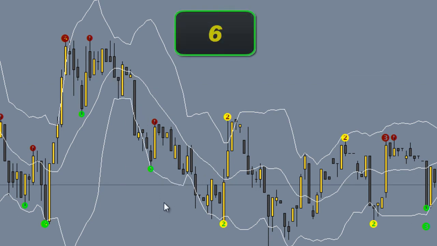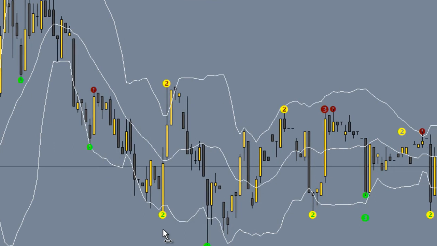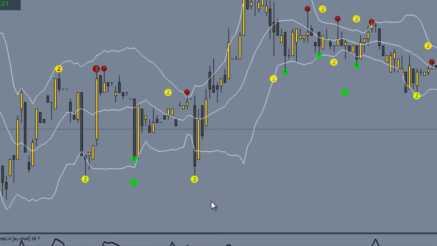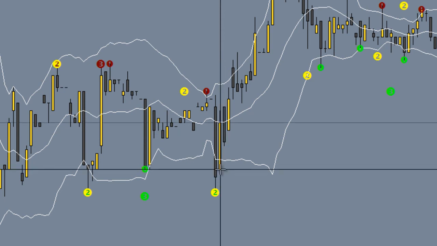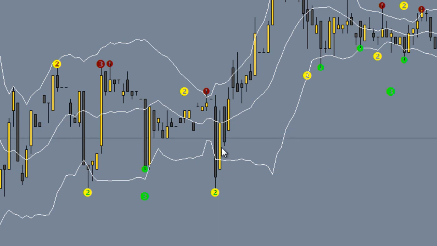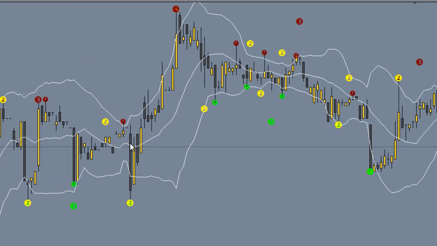And entry type number 6 would be a recross of the Bollinger Band's middle line. So let's look for a cross that doesn't pan out, and then a recross to the other side. So here, for example, we have a candle that closes well below the middle Bollinger Band. If we would have taken a short at the open of the next candle, that short would not have been a successful trade, but the very next candle or two after that have another close on the other side of the middle Bollinger Band, and our entry would then be at the open of the next candle after that, which would be this one here. And that's entry type number 6.